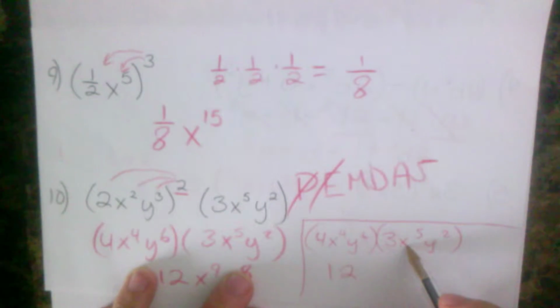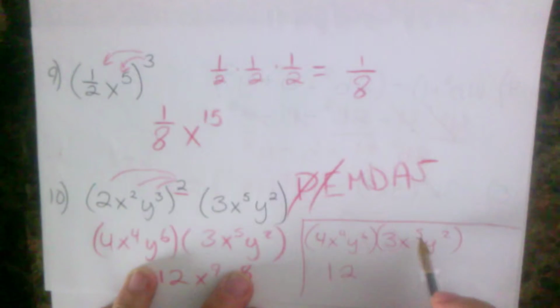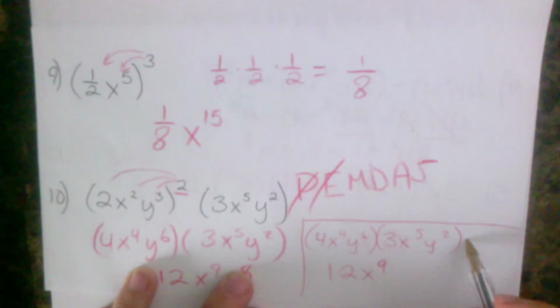X to the fourth times x to the fifth. Remember, we're going to add the exponents now because we're multiplying. We're not taking an exponent of an exponent. So 4 plus 5 is 9. And then y to the sixth, y to the second. Remember, again, we're adding those. 6 plus 2, y to the eighth.